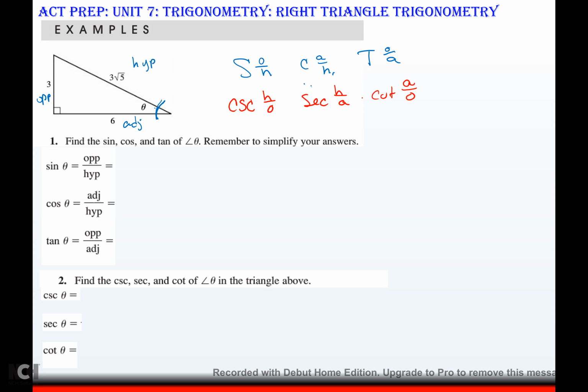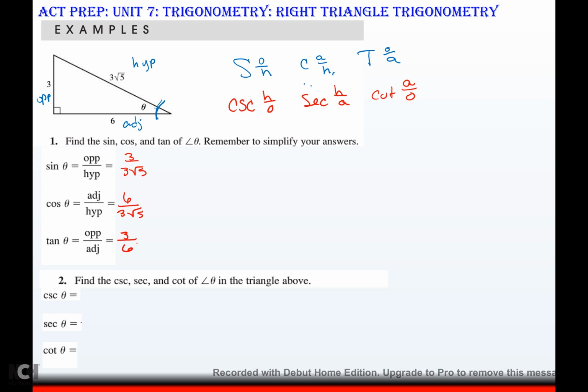For sine, it would be opposite my theta, which is 3, over my hypotenuse, which is 3 square roots of 5. Cosine would be adjacent, which is 6, over hypotenuse, which is 3 square roots of 5. And tangent would be opposite, which is 3, over adjacent, which is 6.